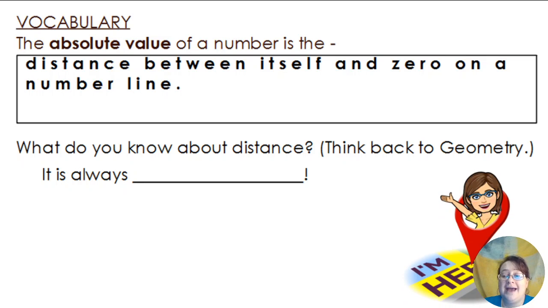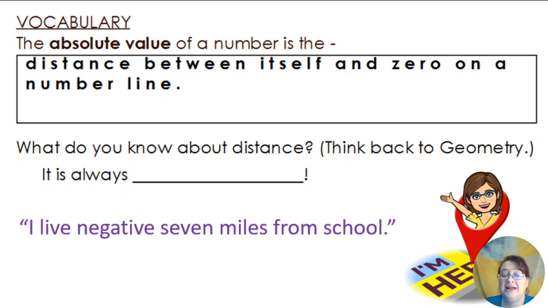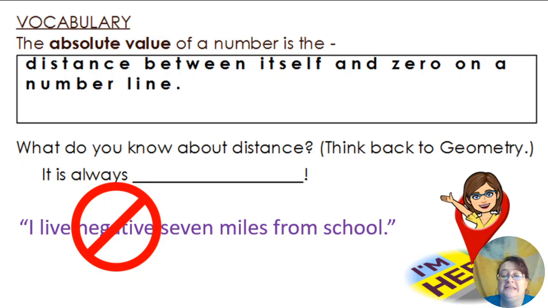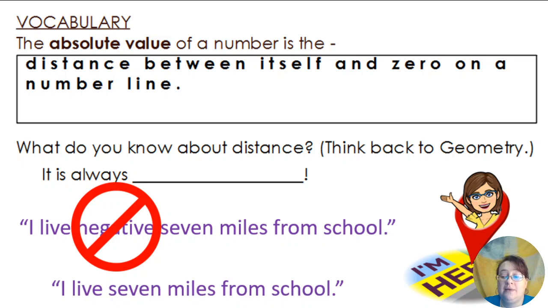If I look up my house on Google Maps and I see how far I am from school, and I told you I live -7 miles from school, does that make sense? Something sounds really off, doesn't it? That -7 doesn't sound right at all. Now, if I said I live 7 miles from school, that sounds a whole lot better. Distance is always a positive number.